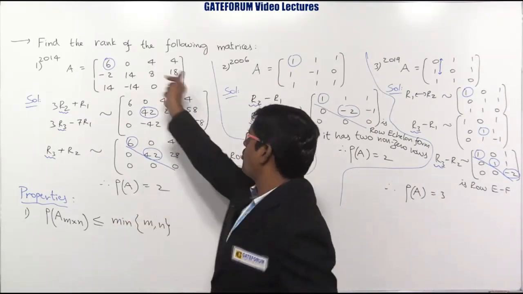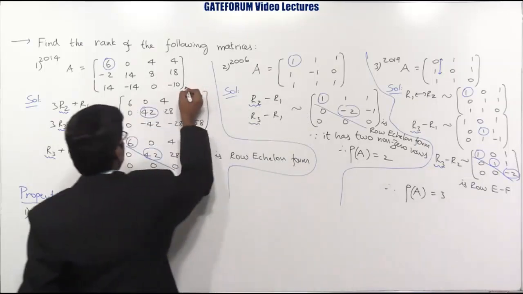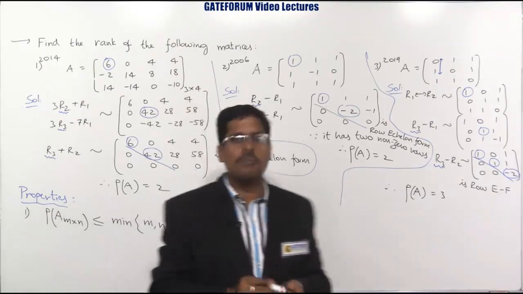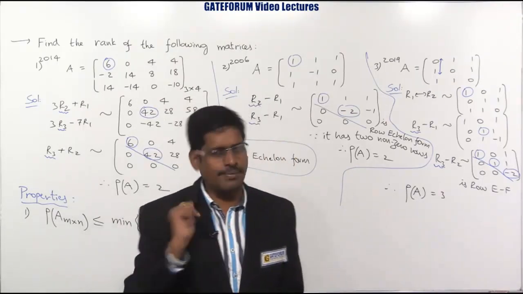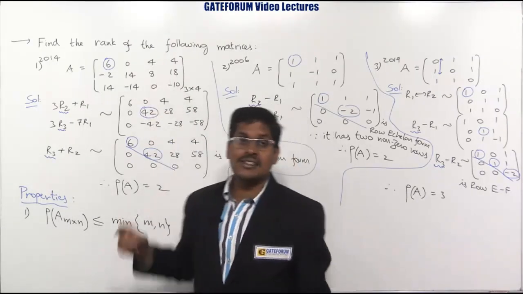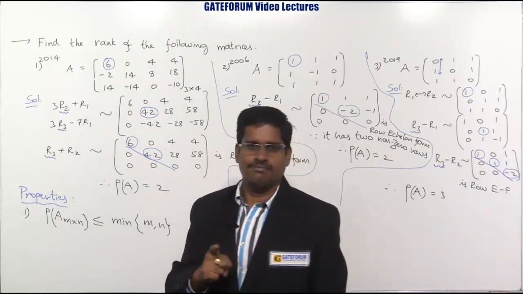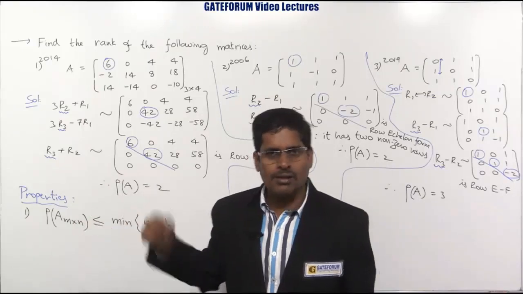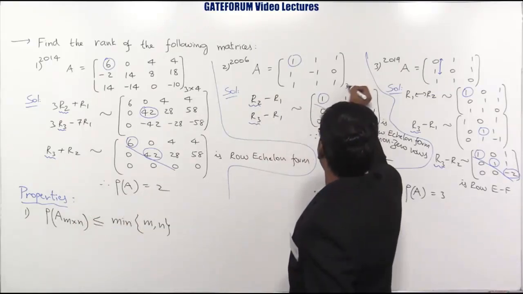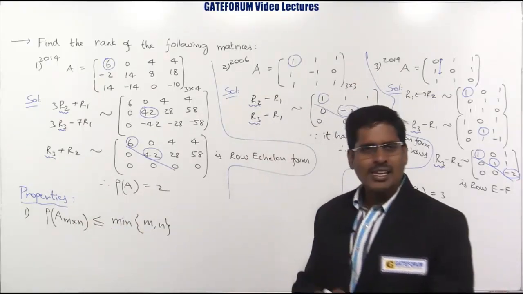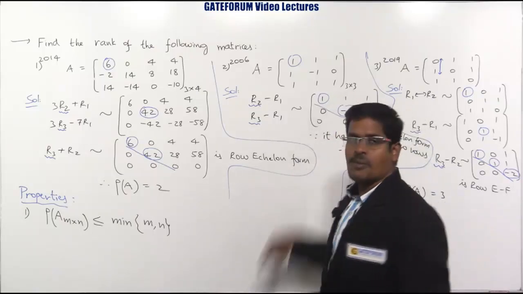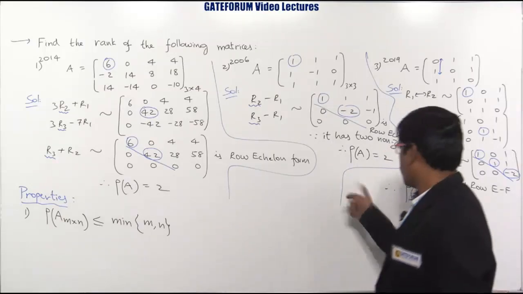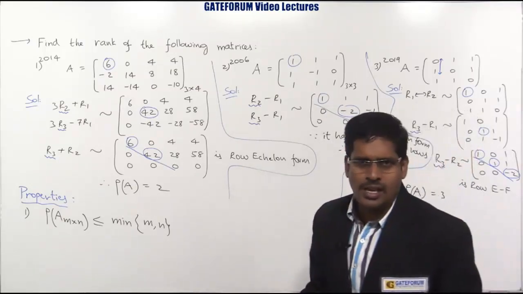For example, in the first example, this is a 3 cross 4 matrix or not. So the m value is 3, the n value is 4. Minimum of 3 comma 4 is 3. So the rank of this matrix is less than or equal to 3, according to this property. We got rank A as 2. 2 is less than or equal to 3 or not. Coming to this, 3 cross 3. m is equal to 3, n is equal to 3. Minimum of 3 comma 3 is 3. So the rank of that matrix is less than or equal to 3. We got answer 2. 2 is less than or equal to 3 or not.